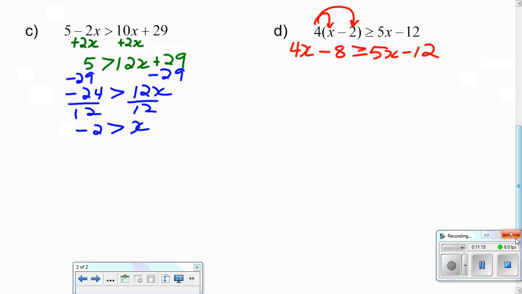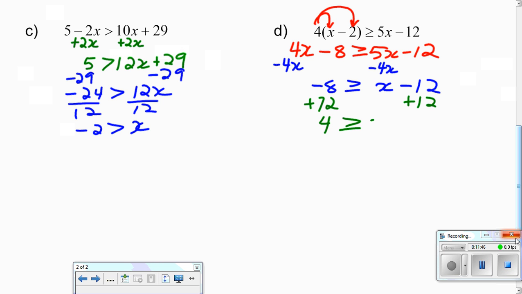Again, we're going to group like terms. 4x is positive and the 5x is positive, but 5x is bigger. So I'm going to move the 4x over so that way it stays positive. So negative 8 is greater than or equal to 1x minus 12. You can keep the 1 in front of the x, but you don't have to. We're going to add 12 on both sides. So positive 4 is greater than or equal to x. Again, we would verify by substituting and following BEDMAS.